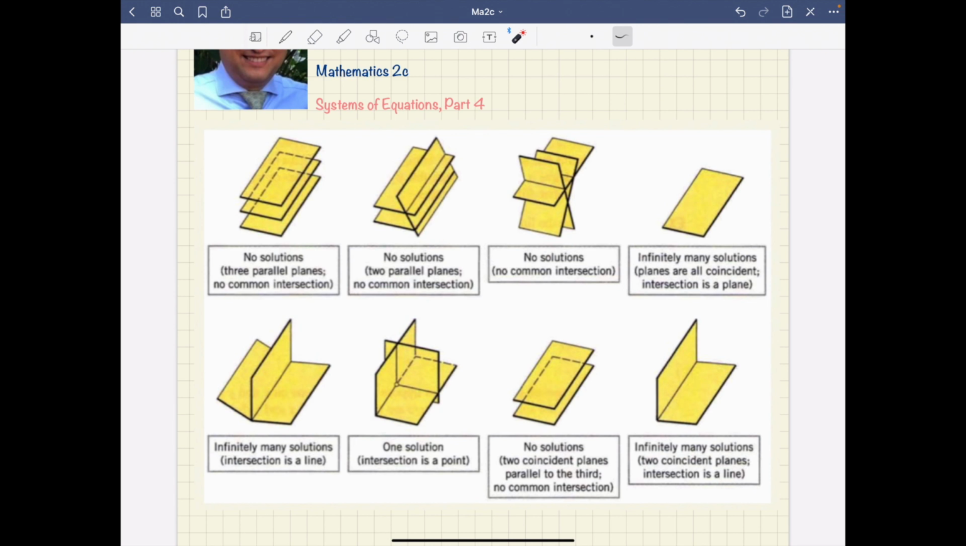Do you remember when we had 2 lines? It was either 0 solutions or 1 solution. It cannot have 2 solutions. 0, 1, suddenly infinitely many. And the same thing happens in a space, yes? 0, no solutions, 1 solution, or suddenly infinitely many solutions. It is not possible to have 2 solutions.